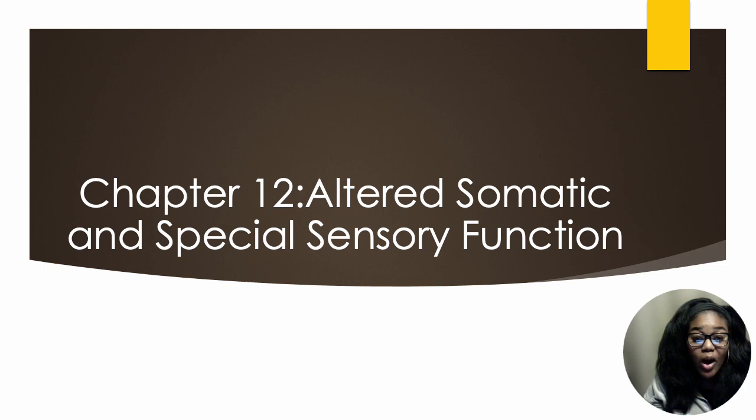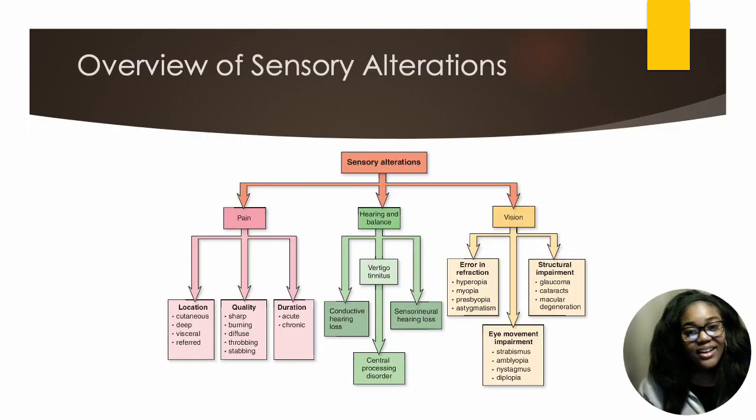Today we'll be talking about alterations in somatic and special sensory function. So as I've mentioned, we'll be talking about your sensory alterations. That will include touch, which is indicated by pain, hearing and balance, vision. We'll even talk about taste and smell. Here's a good overview of your sensory alterations.